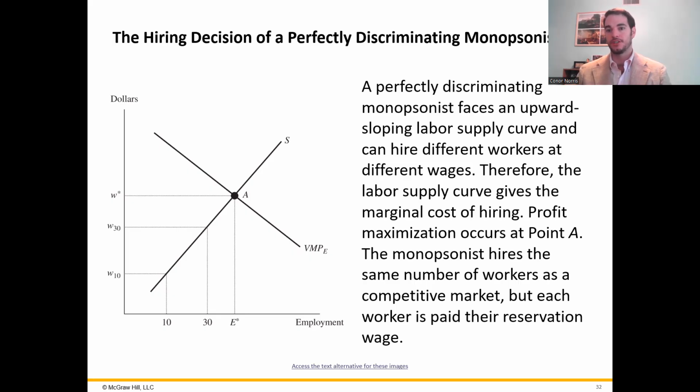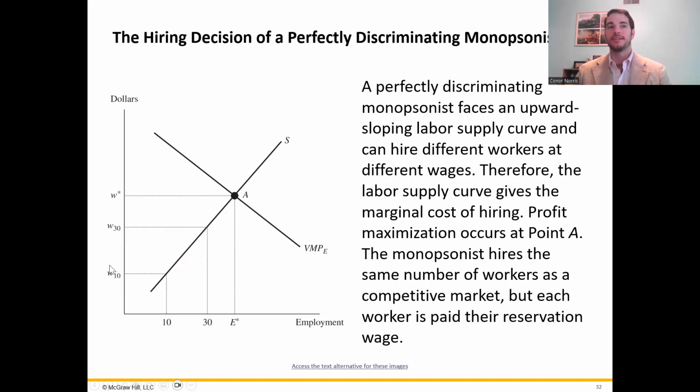This changes the firm's cost structure. Now, instead of the marginal cost of hiring being higher for each worker, as we will see for the non-discriminating monopsonist, the labor supply curve itself reflects the marginal cost of hiring each additional worker. So in this case, the marginal cost curve is the same as the labor supply curve. Let's break this down so it makes more sense. If the perfectly discriminating monopsonist firm wants to hire 10 workers, so the employment of 10 right here, trace that up to the labor supply curve, that's the wage they have to pay, the wage set.